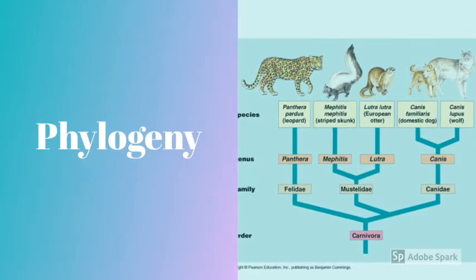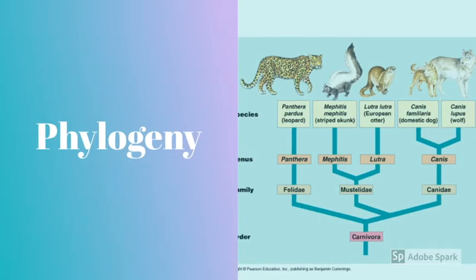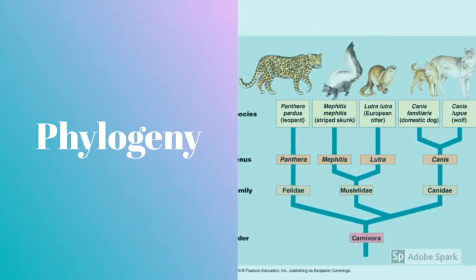Studying phylogeny helps us see how animals are related. Looking at branch points and where the different branches go helps us see common ancestors between organisms.